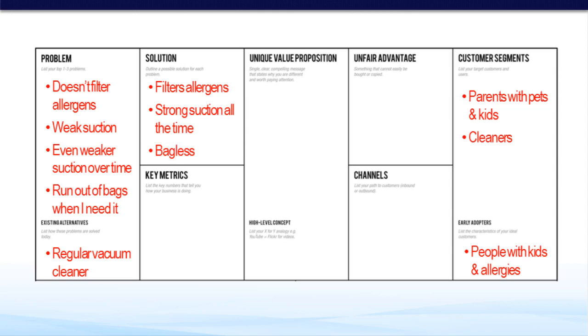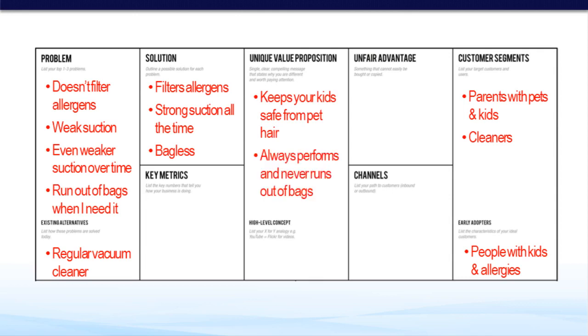The next section we need to complete is the unique value proposition. This is a single, clear, compelling message that states why your product or service is different and worth paying attention to. It should be a combination of your market and your product or service. So in this case, we've come up with "keeps your kids safe from pet hair," and also an alternative one for cleaners, which is "always performs and never runs out of bags."